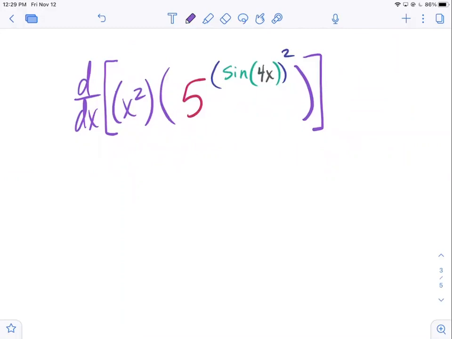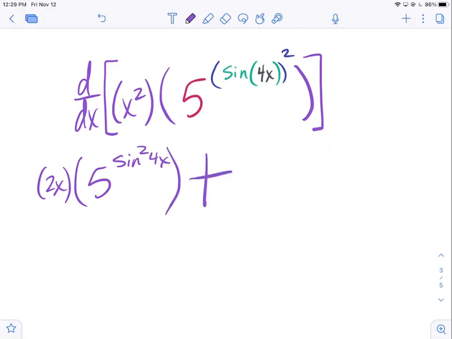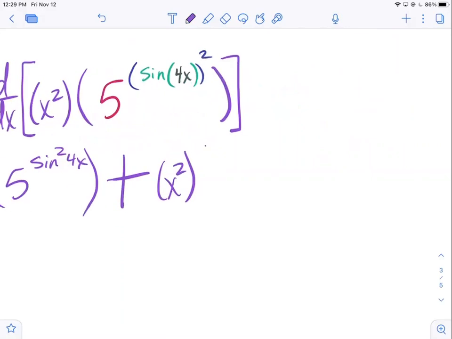So the derivative of the first is 2x times the second one just goes along for the ride. So that's 5 to the sine squared of 4x power. That one's not that bad. Okay. Plus, now the x squared gets rewritten, and now it's time for the second factor.